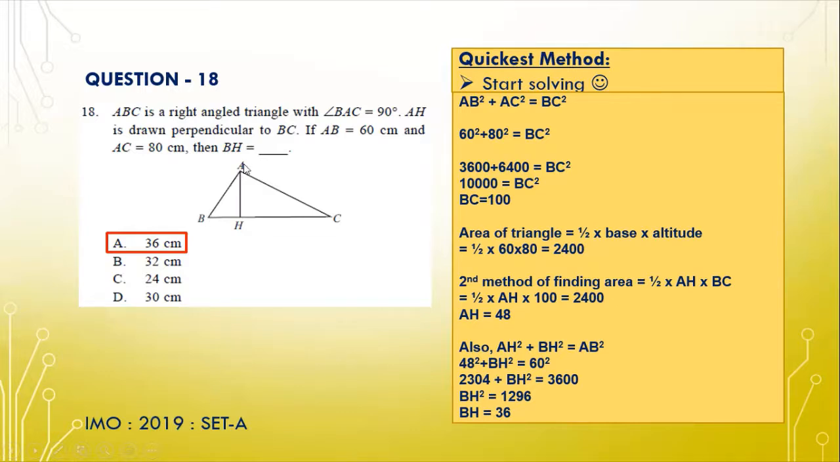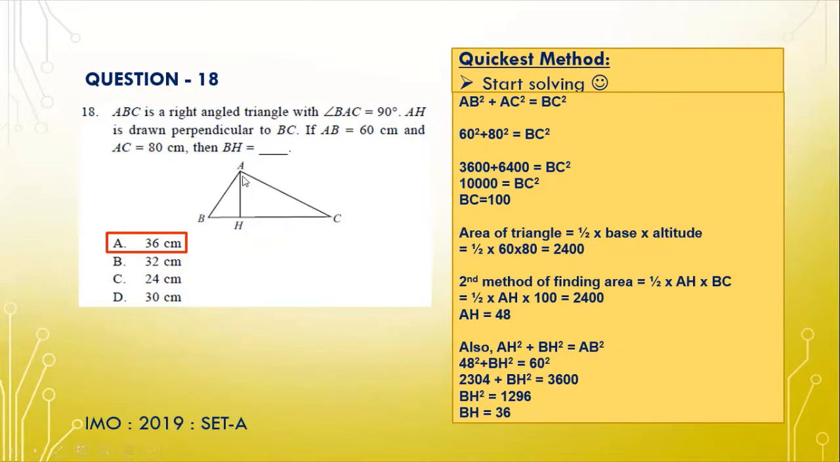Area of triangle BAC is half into base, base is BC, into altitude, which is AH. Sorry, area of ABC again will be, if you take this, this is altitude, isn't it? Because this is 90 degrees. So AC is altitude and AB is the base. What is base? AB is 60. And what is altitude? It is 80. So half into 60 into 80 will be 2400.